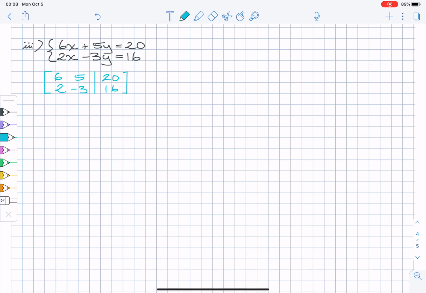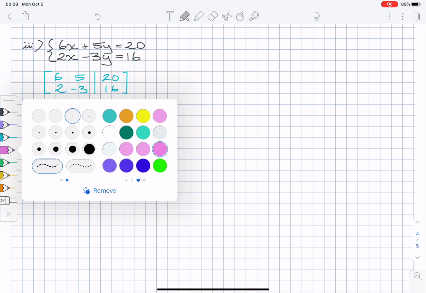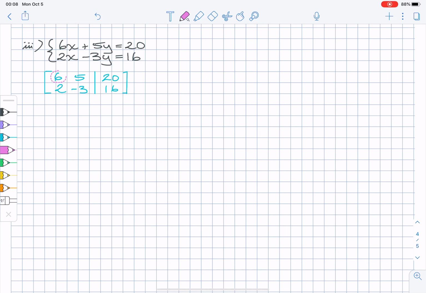Okay, so if my goal is to get this to 1, and I divide by 6, I'll have fractions. But if I subtract 2, that's 4. If I subtract another 2, that's 2. If I subtract another 2, that's 0. So what I'm going to do is try something intermediate.